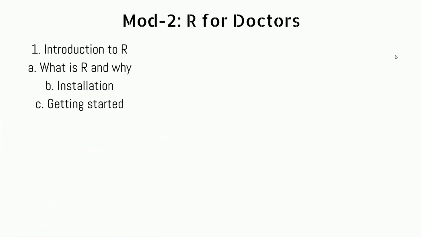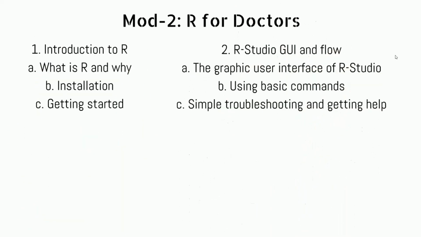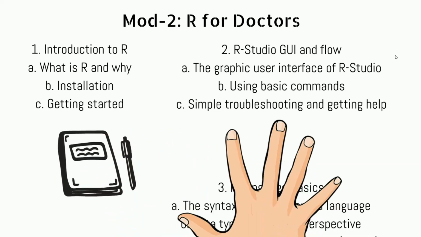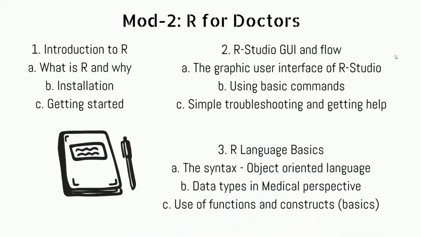Now, in the second module, we'll learn about R, this amazing language that will help you big time in the future if you invest some time in learning it. So we'll have a quick introduction in the first chapter, how to install and get started. In the second chapter, we'll learn about the basic graphic user interface for a software called RStudio. So that is used basically to do R. We'll learn about some basic commands and some simple troubleshooting and getting help.